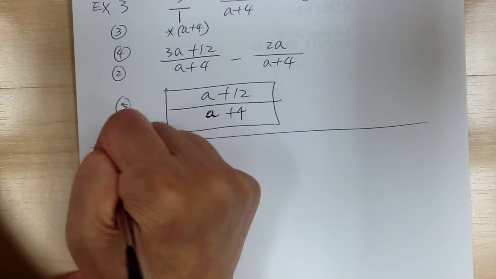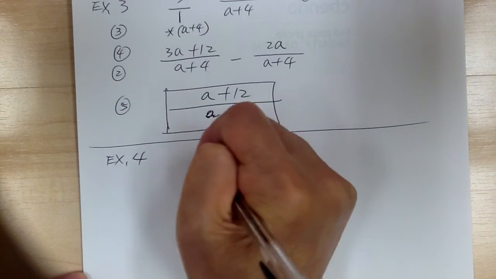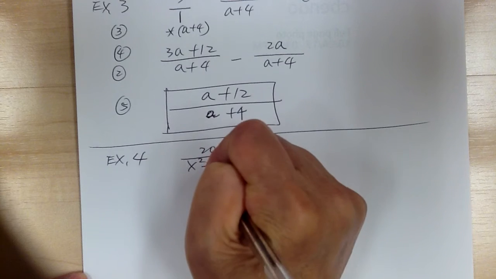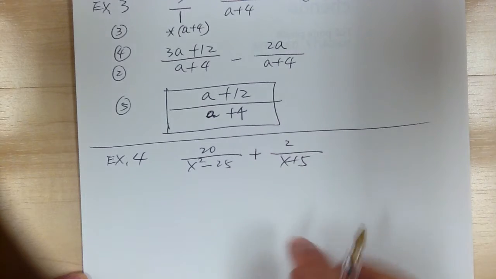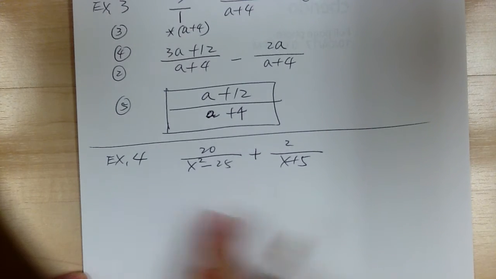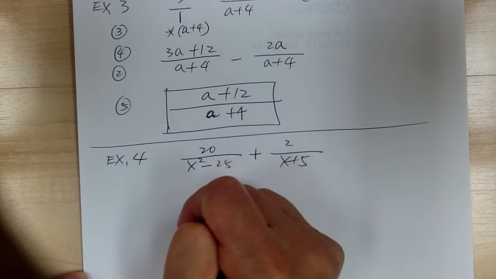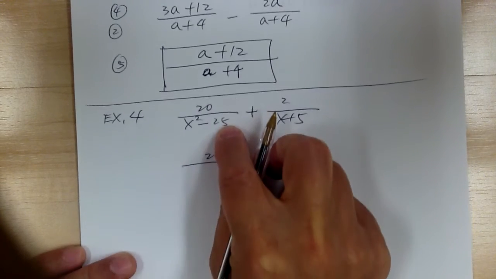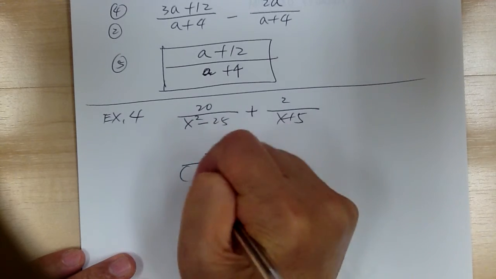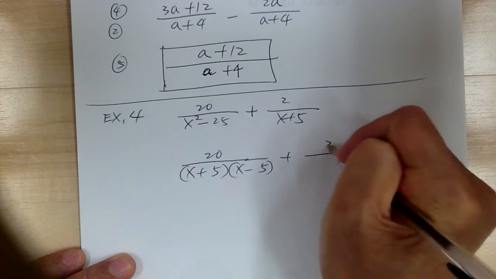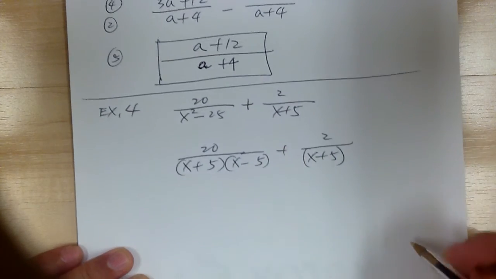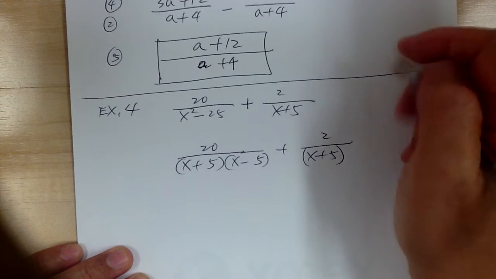Let's go to example 4. You have 20 over x squared minus 25 plus 2 over x plus 5. When you have addition or subtraction, you have to think about factoring first. In this case, you have to do the factoring before you can get your LCD. So x squared minus 25, that's a difference of squares, so it factors into conjugates: x plus 5, x minus 5. Okay, so first you have to do factoring. Now you can do your LCD.